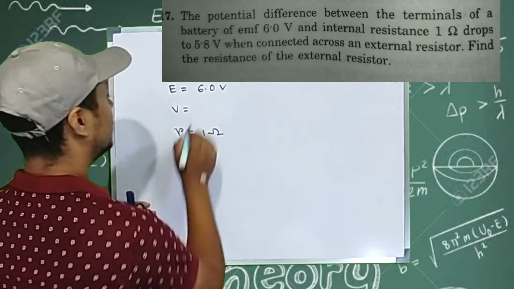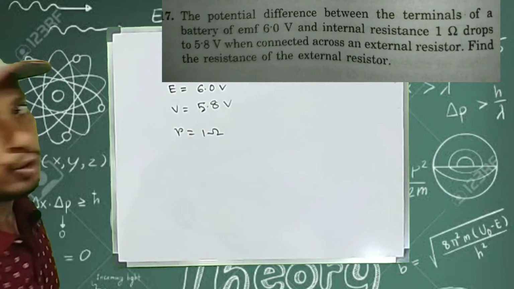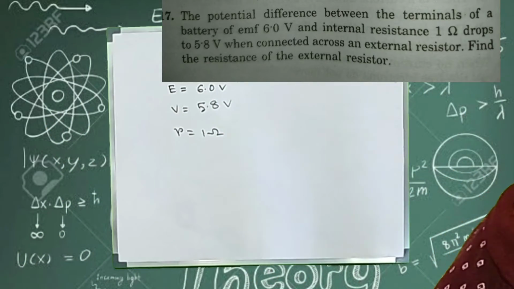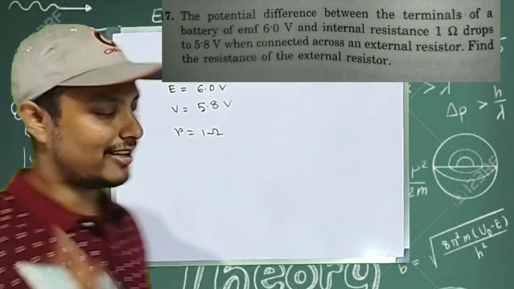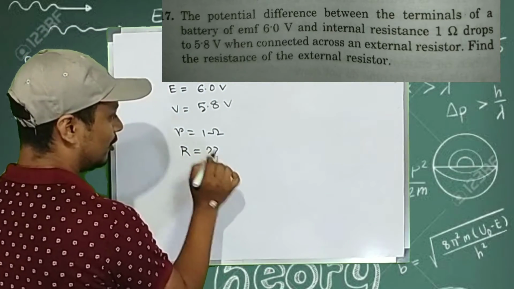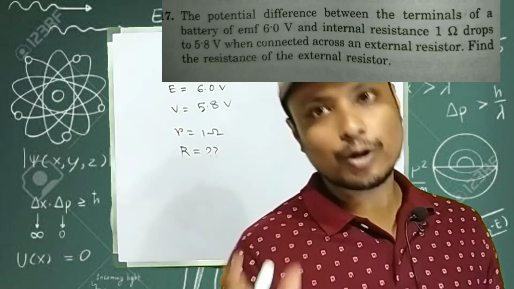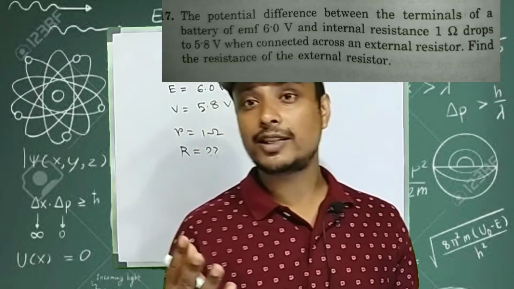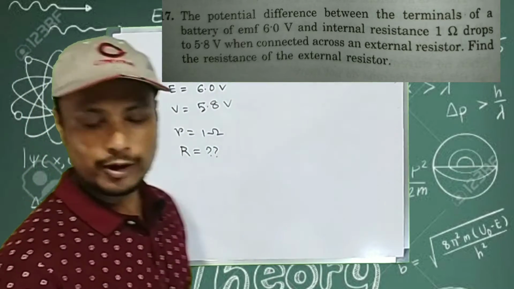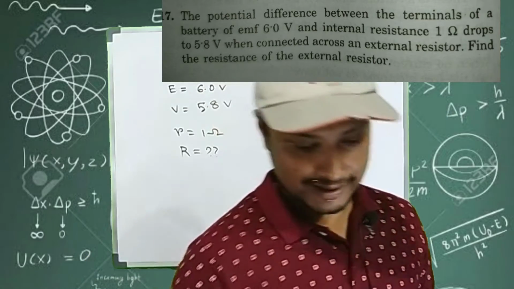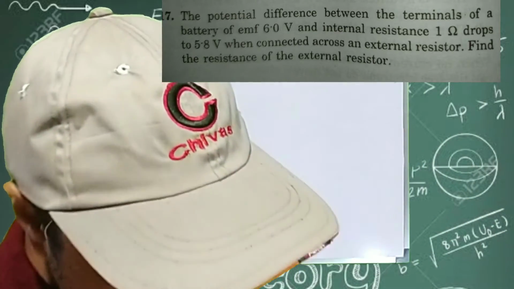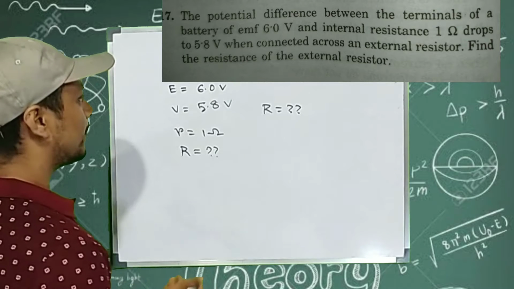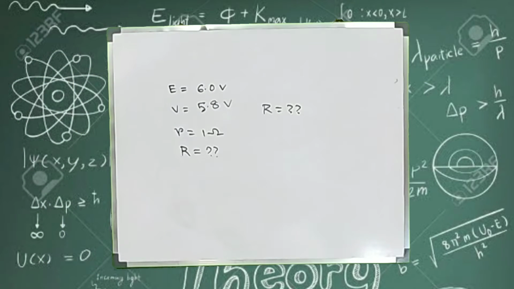The terminal voltage, that is the potential difference between the terminals, drops to 5.8 when connected across an external resistor. So when the battery is connected, the potential across the external resistance drops to 5.8 from 6. So what is the loss of voltage? The loss of voltage is 0.2 volt, and this is due to the internal resistance. You know this. Find the value of the external resistance R. So how can we do this?